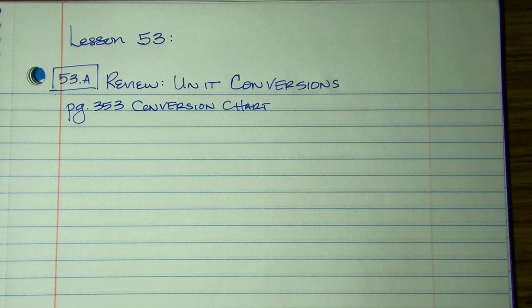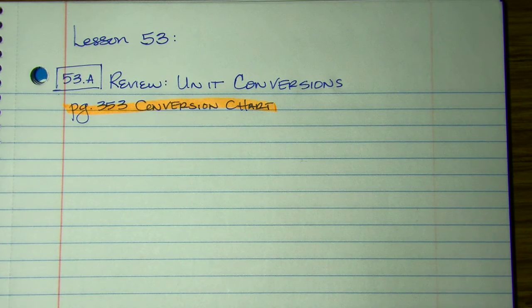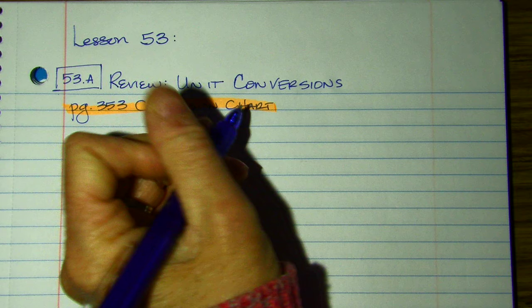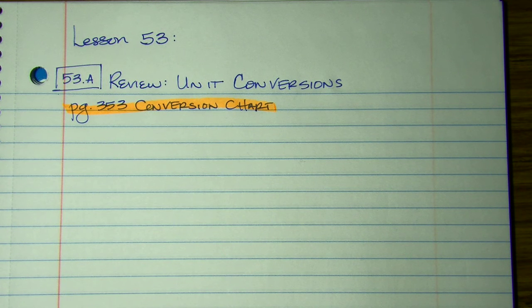So 53.A is a review of unit conversions, so converting like inches to feet or feet to miles. Page 353, they have listed all the conversion facts, like how many feet are in a mile and how many seconds are in an hour, how many kilometers. All that is on page 353, so if you want to put a post-it on that page, it'd be better than me rewriting it a million times.